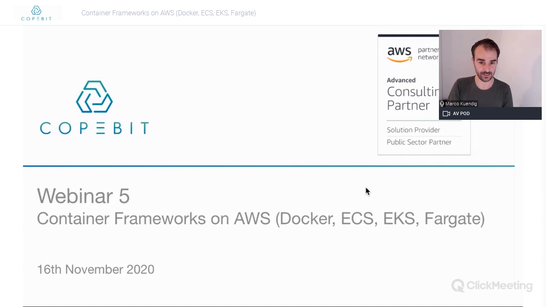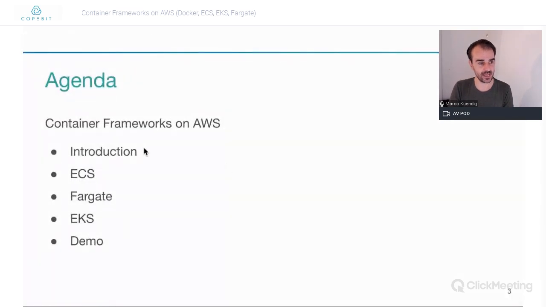So the agenda that we have prepared is we will do a small introduction for why we run containers on AWS. We look at ECS, at Fargate, at EKS, and at the very end I have prepared a demo where I show you in real life how ECS and Fargate actually look on the AWS platform.